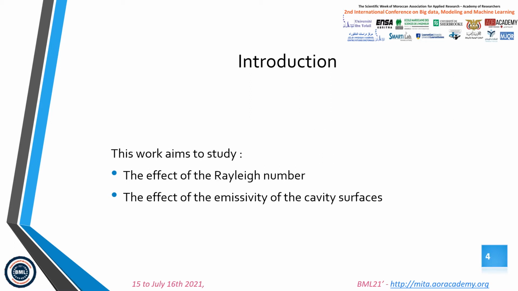In the present work, surface radiation coupled to natural convection in a square open cavity is briefly studied. The effects of two parameters that control the flow and heat transfer in such a configuration will be discussed, namely the Rayleigh number and the emissivity of the cavity walls.